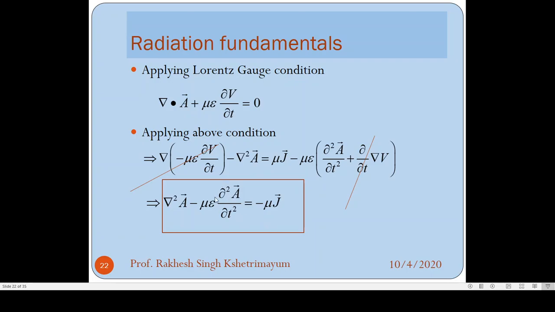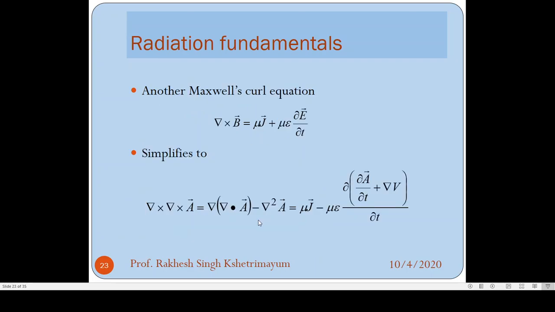So for the time harmonic fields, you can replace dou square by dou t square with minus omega square. In that case, the wave equation will become del square A plus omega square mu epsilon A is equal to minus mu J. So people usually replace omega square mu epsilon by beta square, so the wave equation will become del square A plus beta square A is equal to minus mu J.